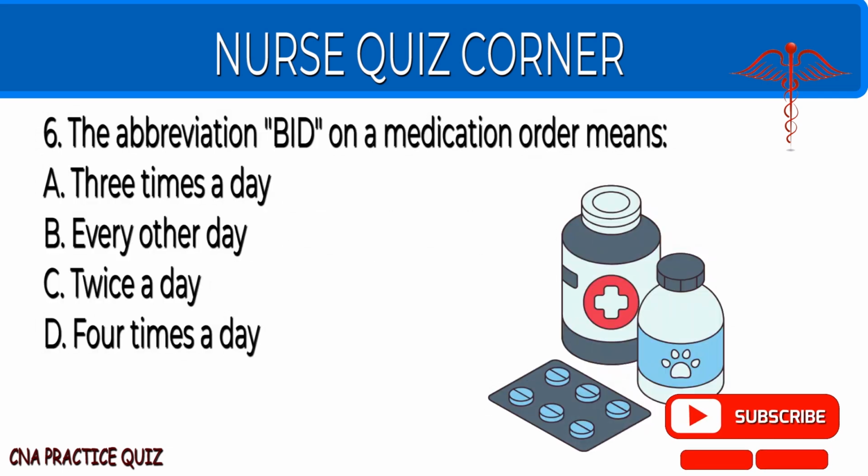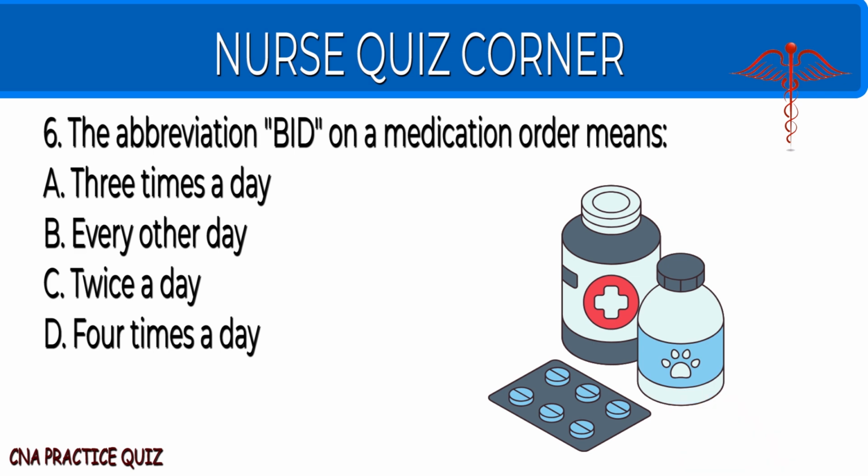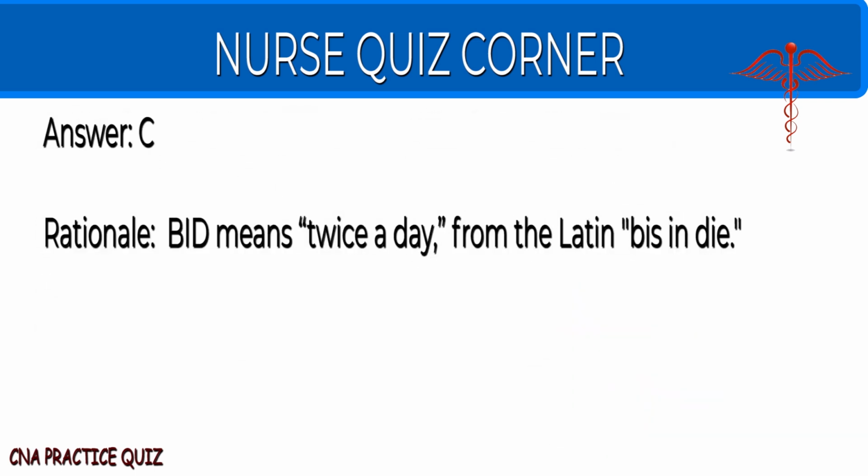6. The abbreviation BID on a medication order means A. 3 times a day. B. Every other day. C. Twice a day. D. 4 times a day. Answer C. Rationale. BID means twice a day from the Latin bis in die.